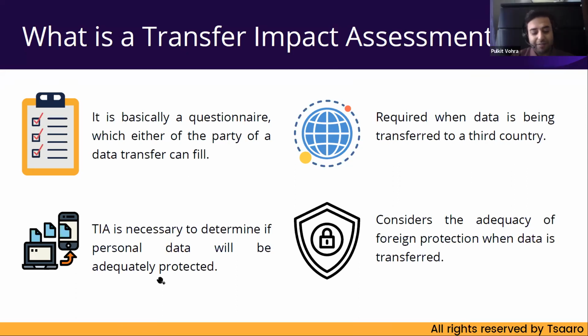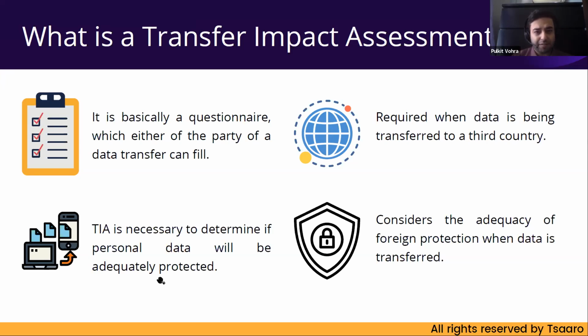You all would know what a PIA is, a Privacy Impact Assessment. So why do we do a PIA? We do a PIA to assess privacy risk in our new project, in our new application, so that we implement the right set of privacy controls and privacy measures. So similarly, we do a transfer impact assessment.